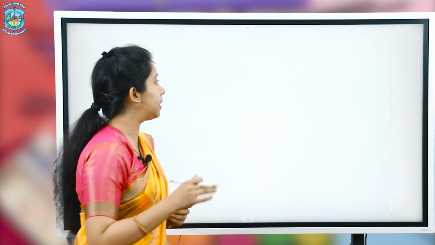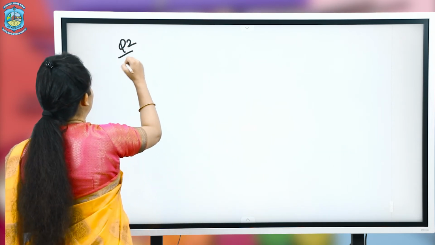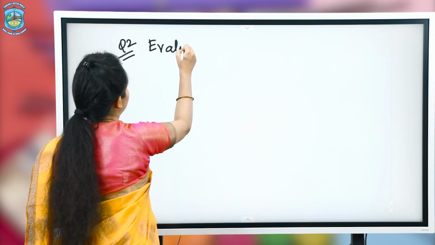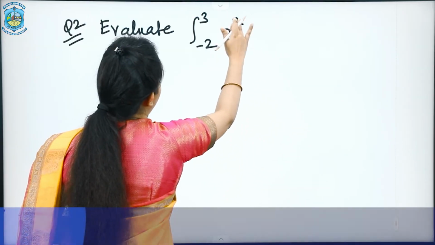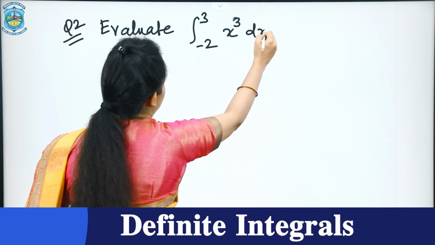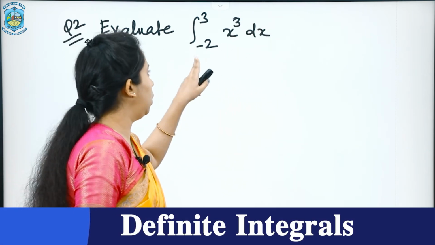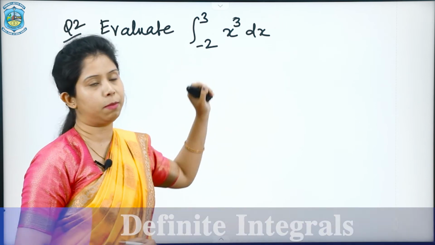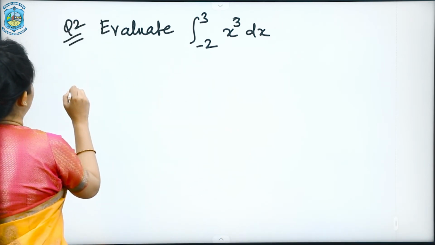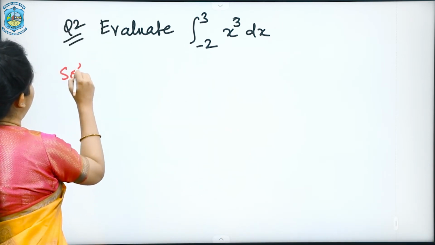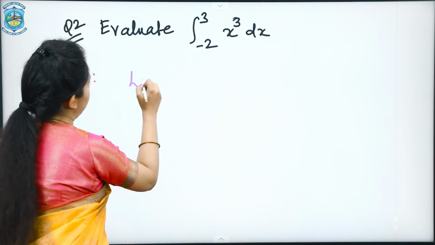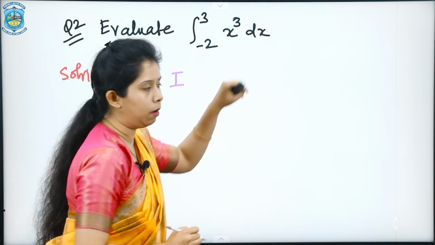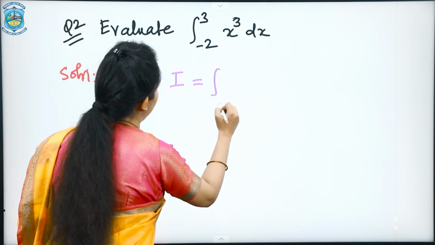So now moving on to the second question in this series, question number 2, we will evaluate integral minus 2 to 3 for the function x cube dx. Here the function is x cube, the lower limit is minus 2 and the upper limit is 3. So we will start with the solution. Let this whole integral be replaced with I.